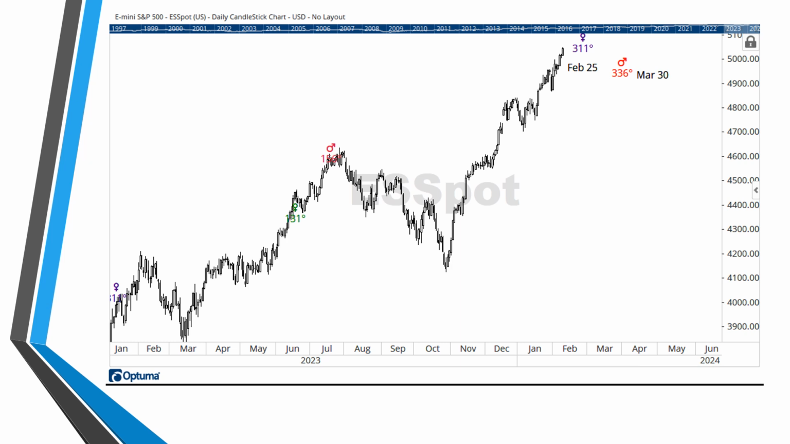Now, with respect to the S&P 500, again, keep your eyes on late February and late March, because that's when we've got our next Venus and Mars geocentric angles that are forming, courtesy of Georg Bayer.